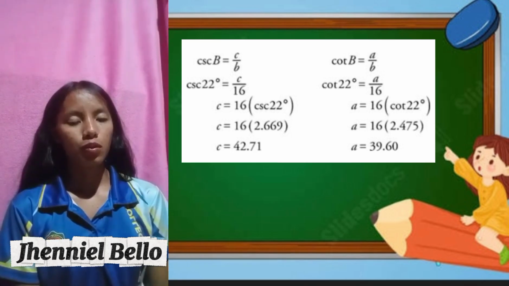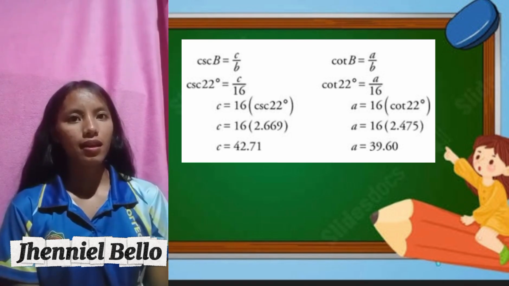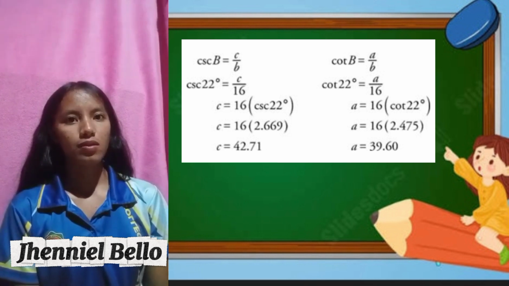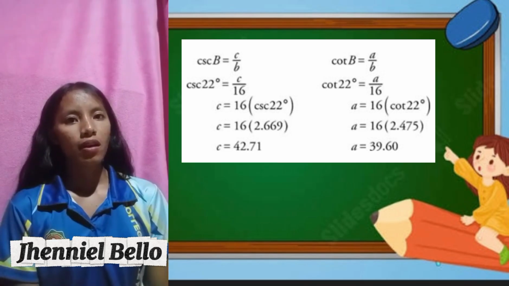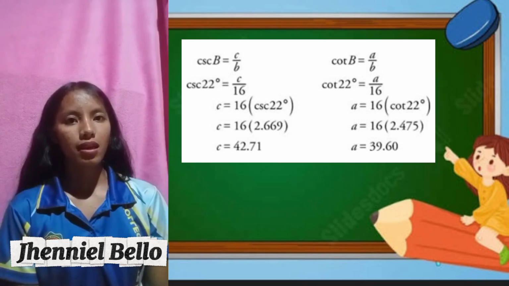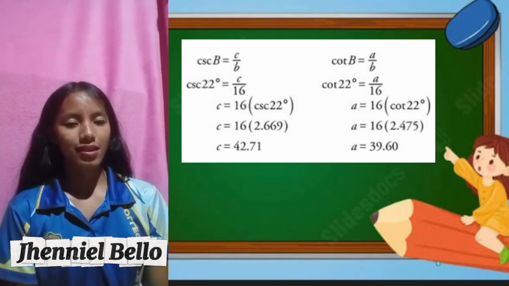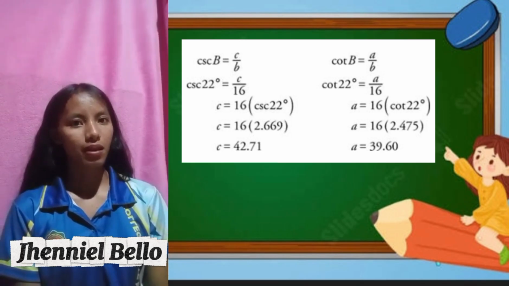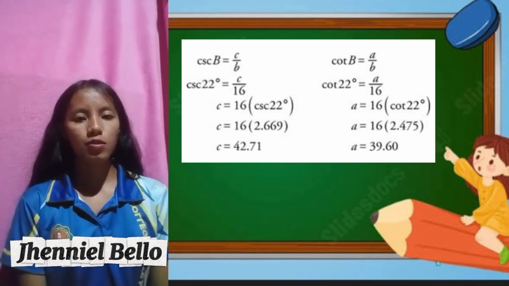Then the alternate, cosecant. Csc B is equal to c over b. Cosecant 22 degrees is equal to c over 16. So c is equal to 16 times cosecant 22 degrees. Then c is equal to 16 times 2.669. So c is 42.71.